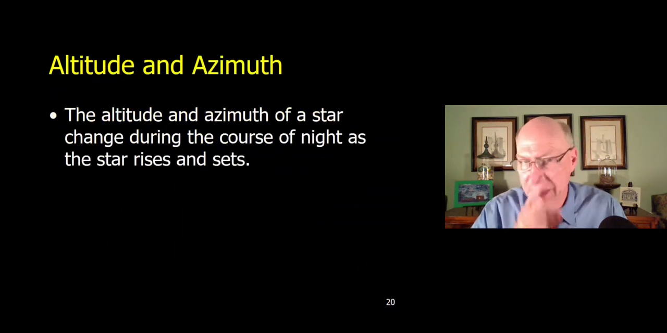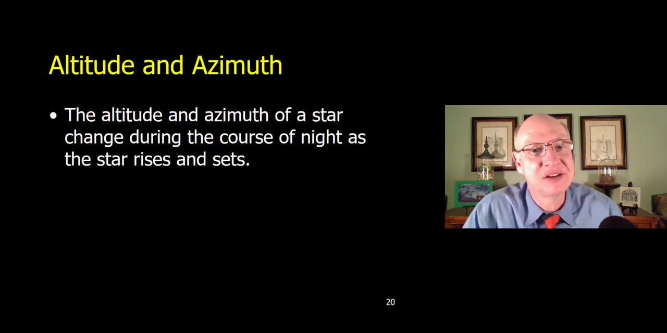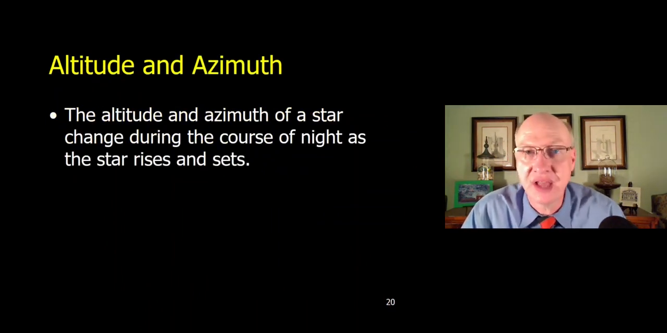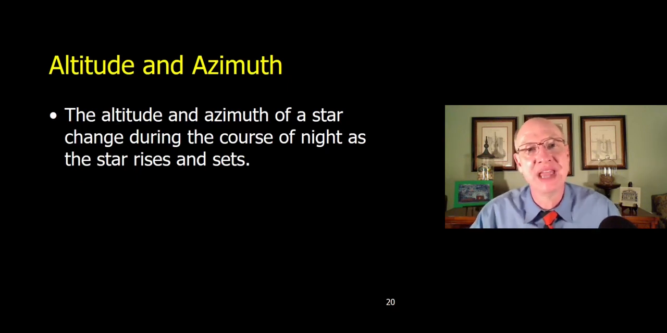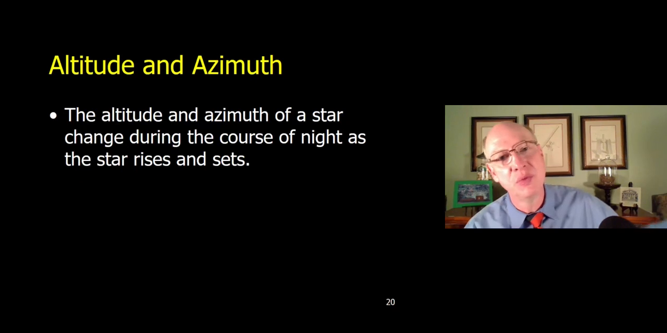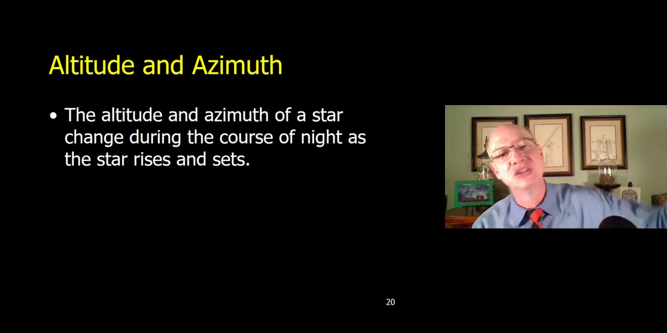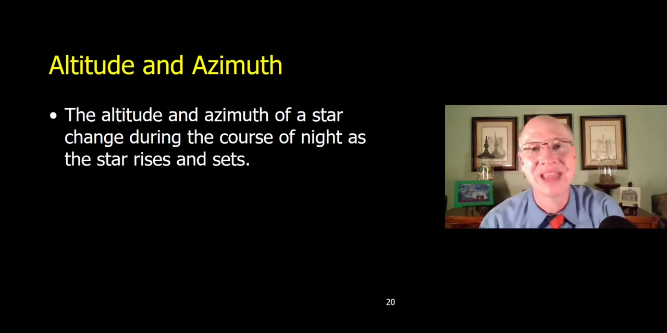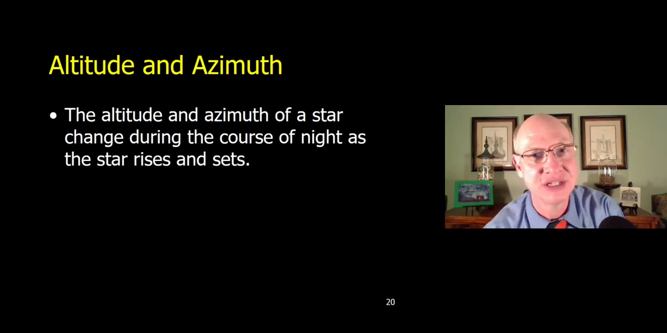And as I said, the problem with altitude and azimuth is that they're constantly changing, not just for the sun, but for the moon and the stars as well. Because as the Earth rotates on its axis, the sun, the moon, and the stars all rise in the east, move across the sky, and set in the west. And so the altitude and azimuth are constantly changing.